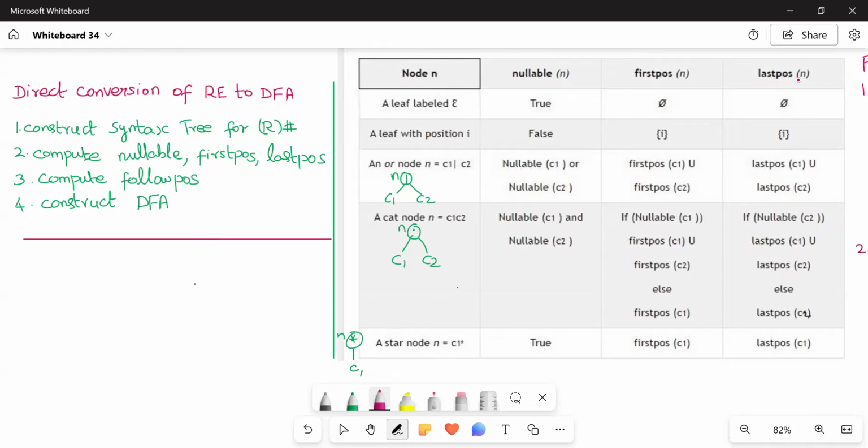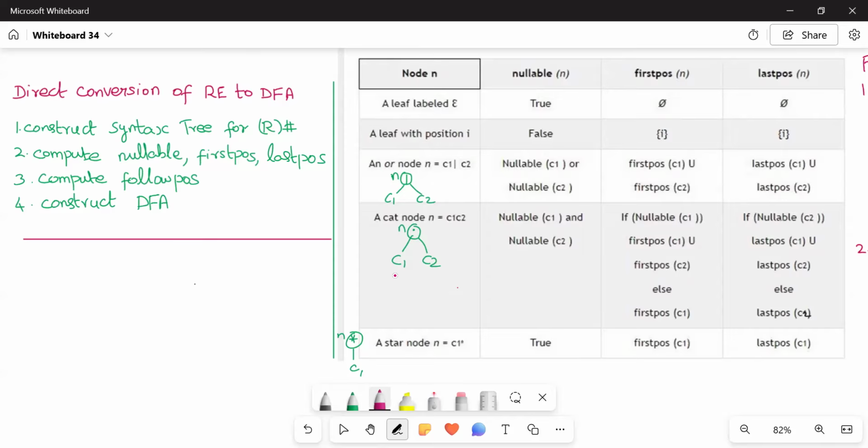For finding last position, it is similar to first position, but C1 and C2 are interchanged. Here, if a leaf is labeled with epsilon, then last position of n is empty, similar to the first position. If a leaf is labeled with position i, then last position of n is i itself. If a node is an OR node with left child C1 and right child C2, then last position of n is last position of C1 union last position of C2.